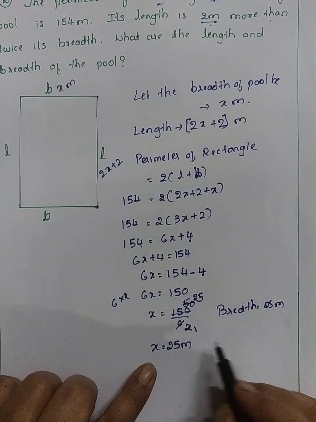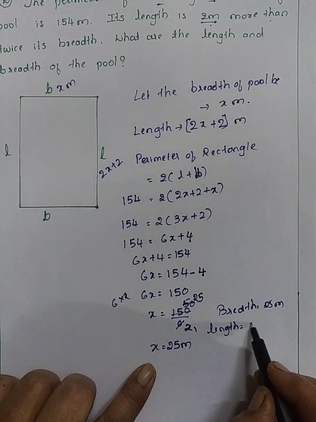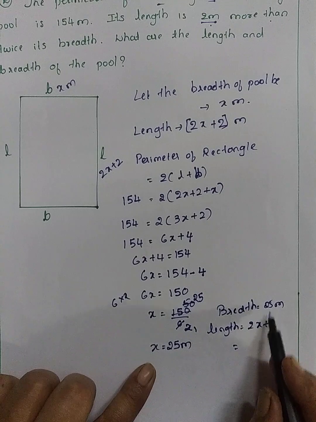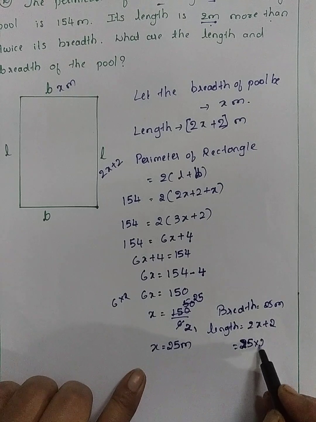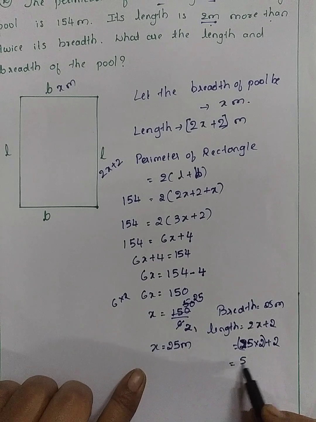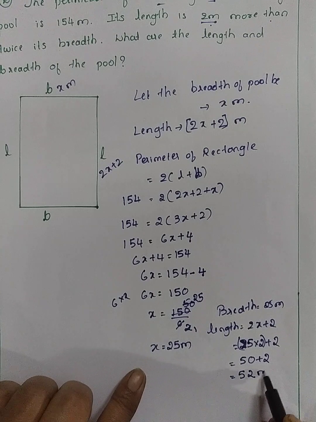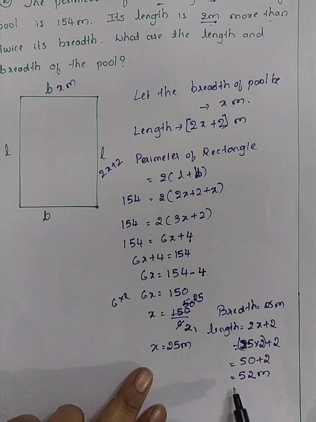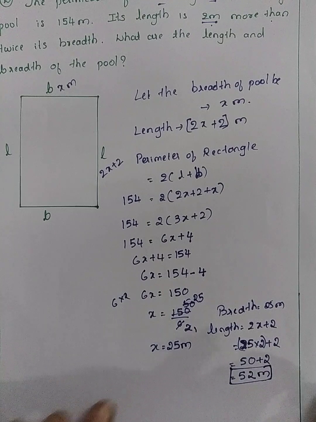25 meter. So what is the length? According to the breadth here, length equal to 2x plus 2. So substitute x here, x equal to 25. That is 25 into 2 plus 2. 25 into 2 is 50, plus 2, that is 52 meter. So the value of breadth is 25 and length is 52 meter. So this is the second question.